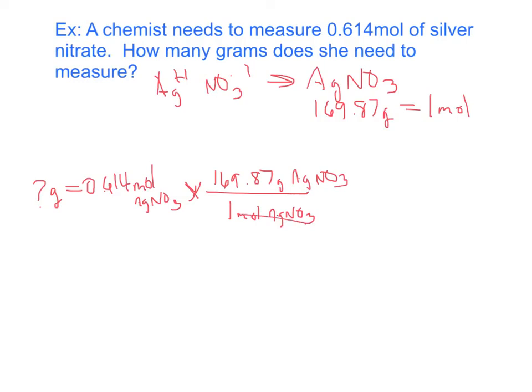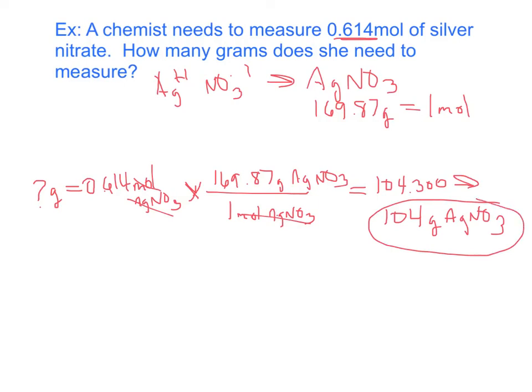Moles cancels out. You hit the calculator, it tells you your answer is 104.300. Of course, we know we're basing it on how good the original measurement was. So we're going to round that to 104 grams of AgNO3, silver nitrate. And that's the end of this part of the conversions.